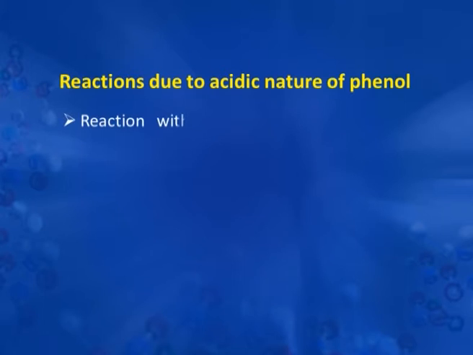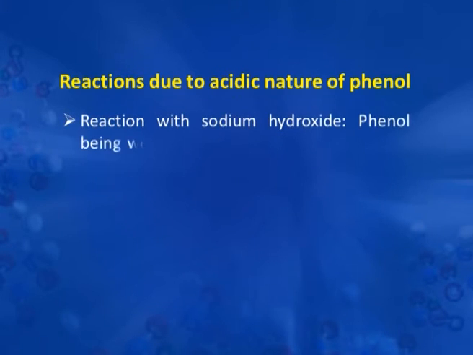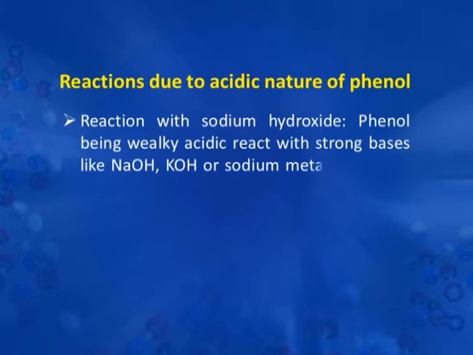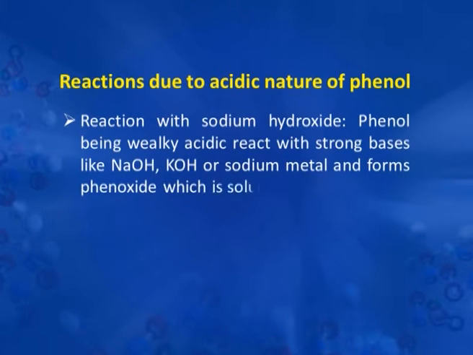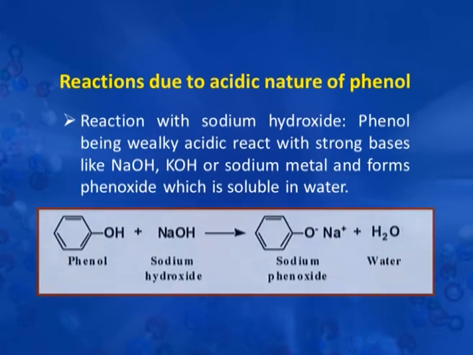So, first of all, we will start with the reactions of phenol due to its acidic nature, and in that category, first of all, the reaction of phenol with sodium hydroxide. The phenol being weakly acidic, it reacts with strong bases like sodium hydroxide, potassium hydroxide or sodium metal and forms phenoxide, which is soluble in water. Here you can see that we are using phenol, and when we add sodium hydroxide, it forms sodium phenoxide, which is soluble in water.